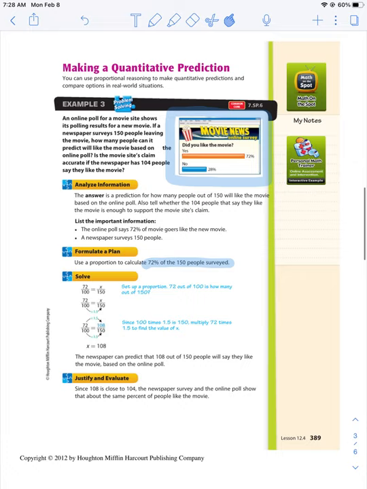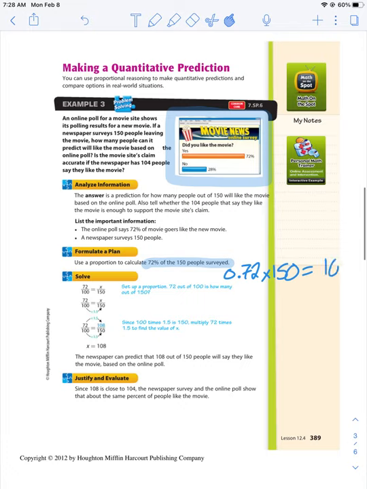The textbook shows you how to do that nicely here. I will show you the percent equation again because I think it's easier. So 72% is equal to 0.72. If we want to find 72% of 150 people, we need to multiply. Of means multiply, important thing to have in your notes. So 0.72 times 150, we'll just enter that into a calculator.